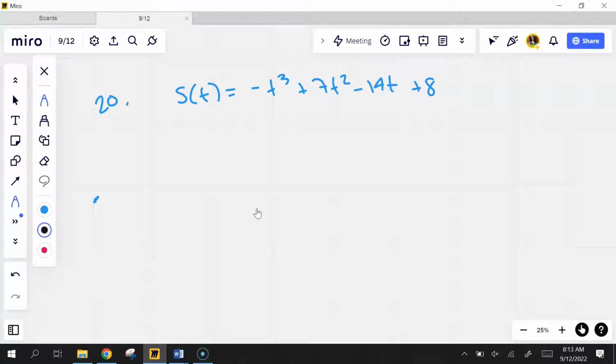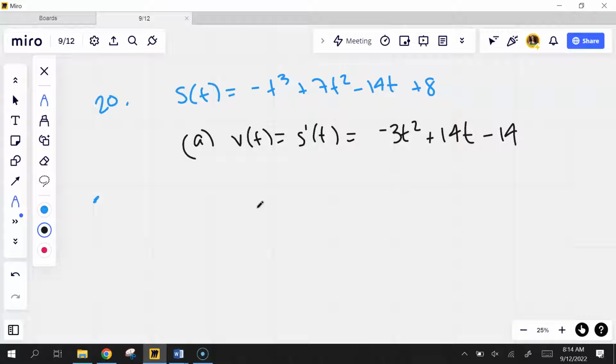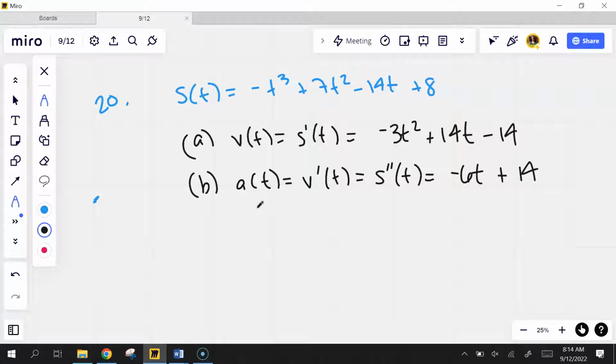Sure. So part A asked me for the instantaneous velocity, which is just the first derivative of position, which would be negative 3t squared plus 14t minus 14. And part B asked me for the acceleration, which is the derivative of velocity, which is the second derivative of position, which will be the derivative of part A, right? So negative 6t plus 14.